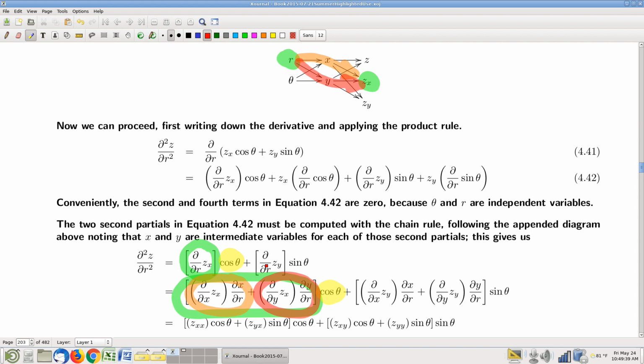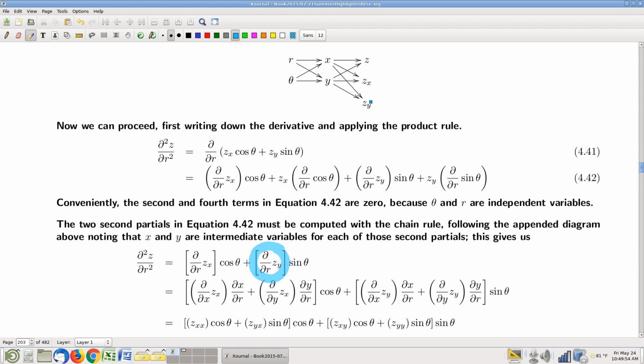Same thing for the second term. The second term, partial of zy with respect to r. There's zy, there's r. That's going to turn into all this business. Don't forget the sine theta. It's real easy, by the way. Very common mistake. Students spend so much time thinking about, okay, how do I do the chain rule on this? And they work all this out, and they get all that written down, and they forget to carry over this factor of sine theta. Be really careful.